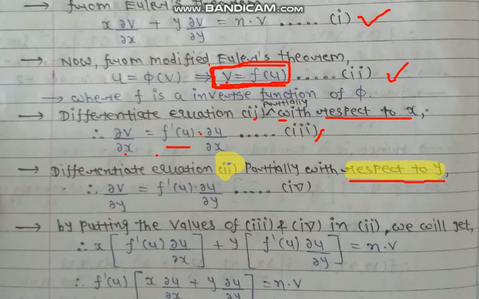remaining other variable, that is x, is your constant. So by taking partial derivative of this equation, equation number 2 with respect to y, that is del v upon del y is equal to f prime u into del u upon del y, that is your equation number 4.